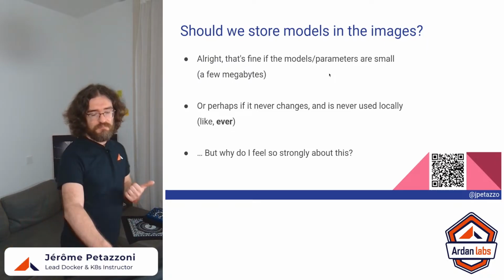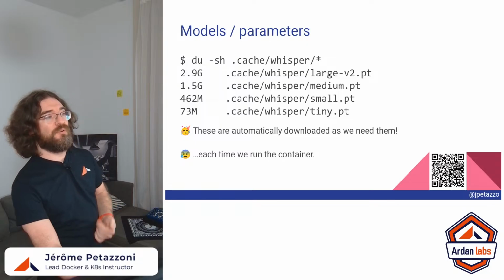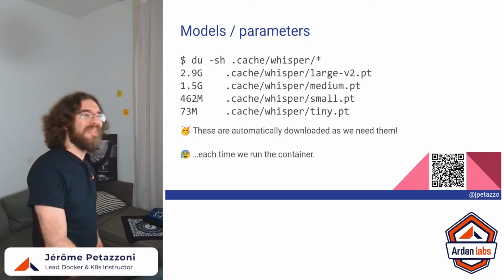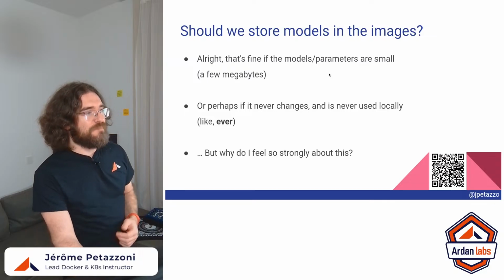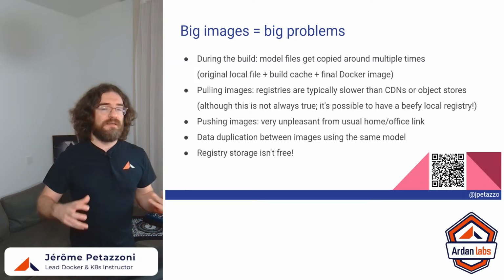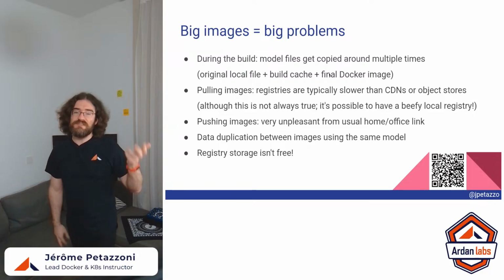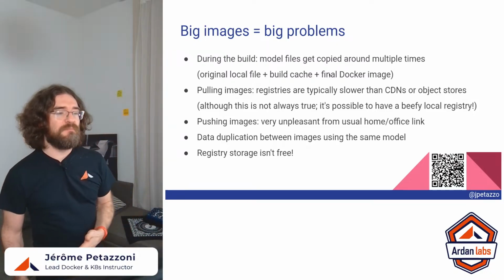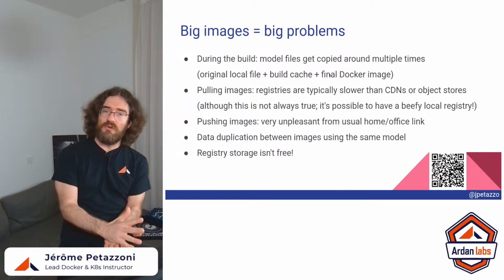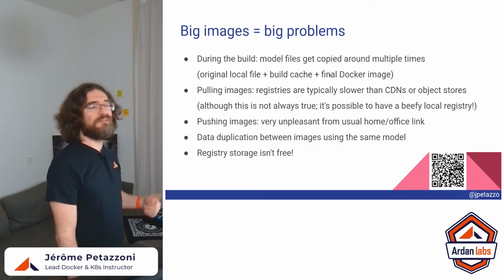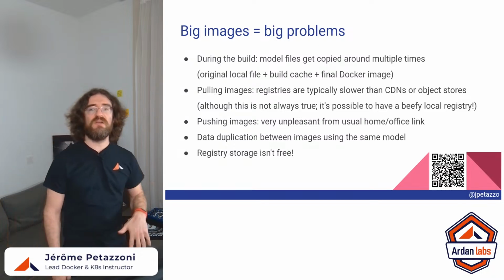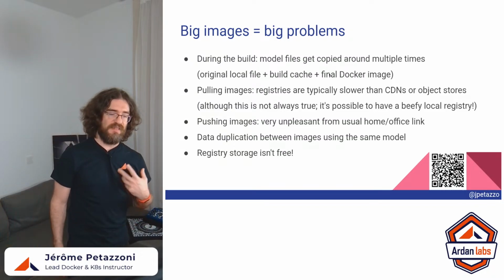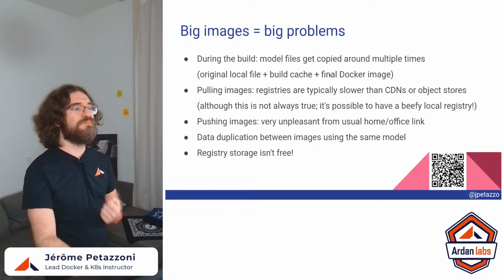However, if we're talking about models like the ones used by Whisper, like 3 gigs, 1.5 gigs, I would not recommend to put that in the image because it's going to bloat the image. We just spent almost an hour talking about how to make the image smaller, so let's not add 3 gigs of model weights into the image now. Okay, so if we're not putting the models in the image, where are we putting them?